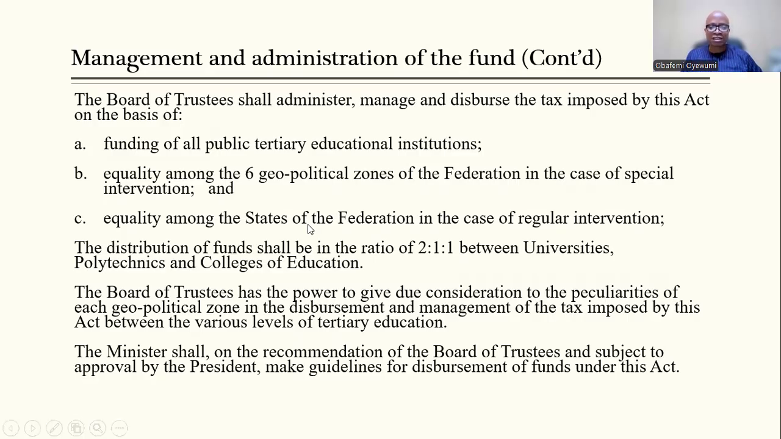So the distribution of the funds shall be in the ratio of 2 to 1 to 1, to be shared between universities, polytechnics, and colleges of education. The Board of Trustees has the power to give due consideration to the peculiarities of each geopolitical zone in the disbursement and management of the tax imposed by this act. So these are the considerations being given, because everything must be distributed to different universities, polytechnics and colleges of education judiciously.